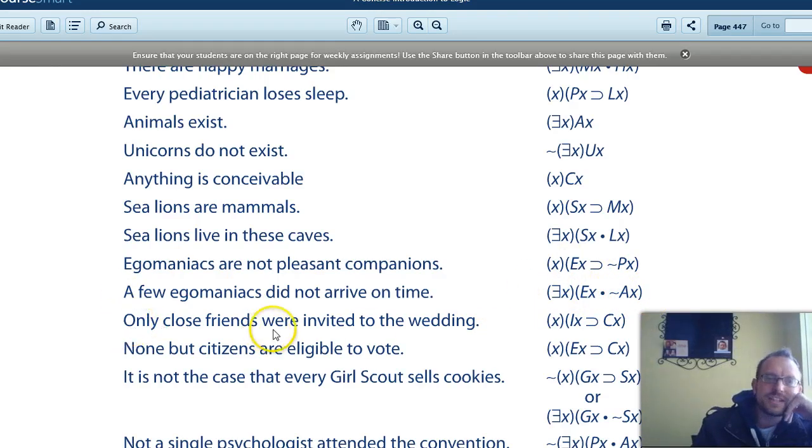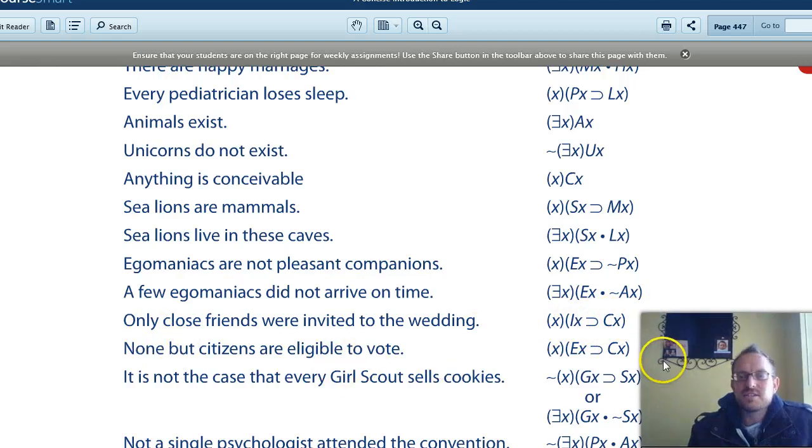What about this? Only close friends are invited to the wedding. Only close friends are invited to the wedding. Well, they're saying that of all the people who are invited in the universe, only close friends get invited. So that's a universal. So that's going to be for all X, LX implies CX, okay?